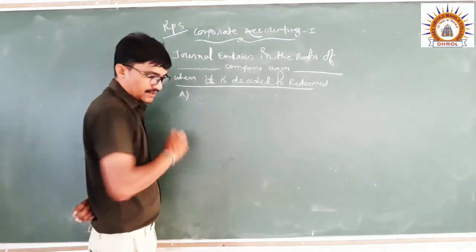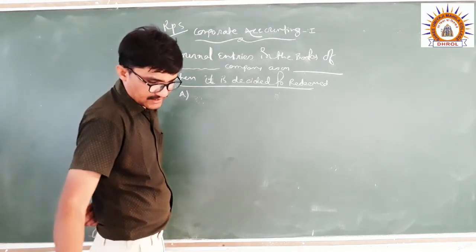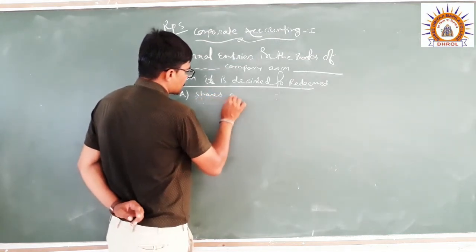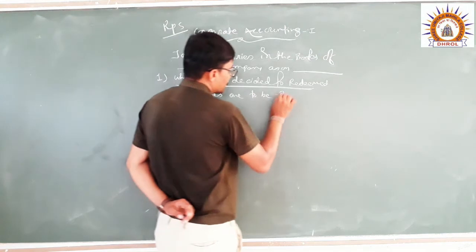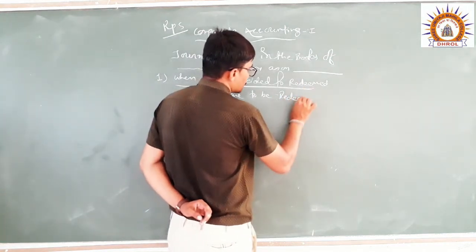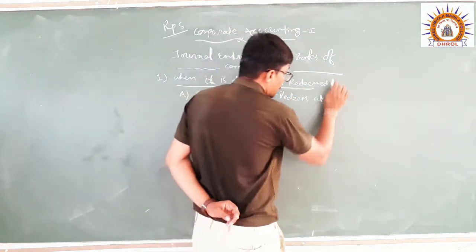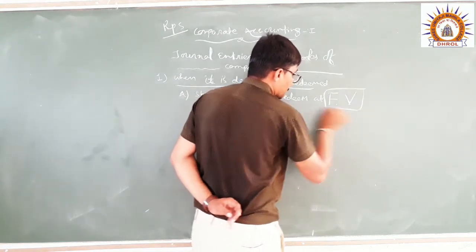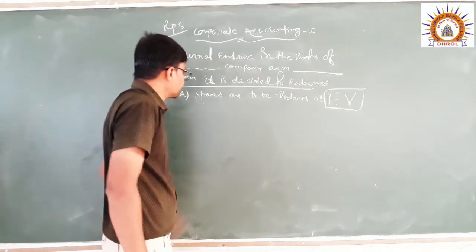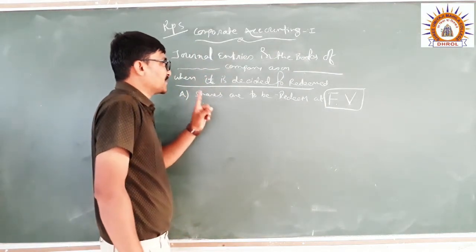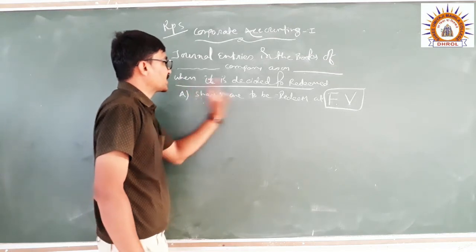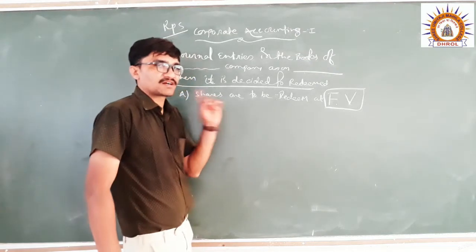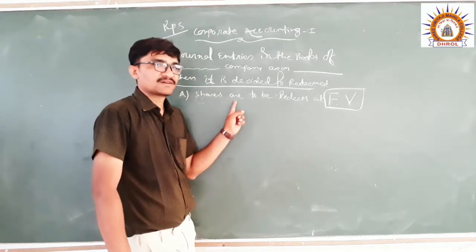First, the entries if the shares are to be redeemed at face value. The company thinks that when it is decided to redeem, the first entry always starts from this.